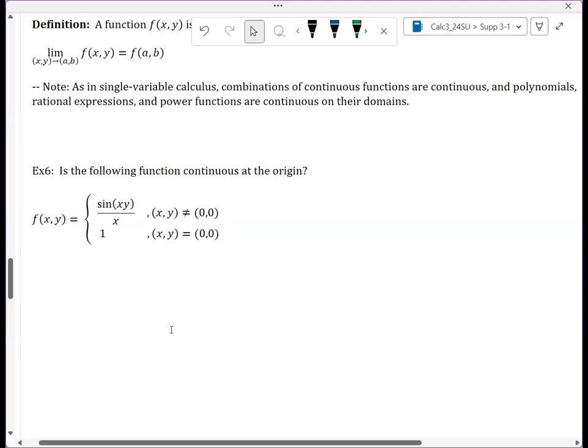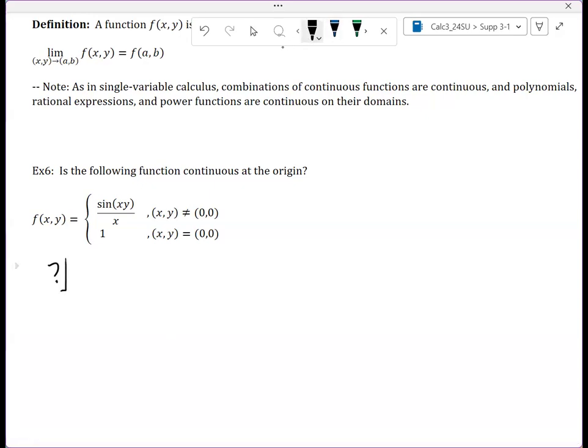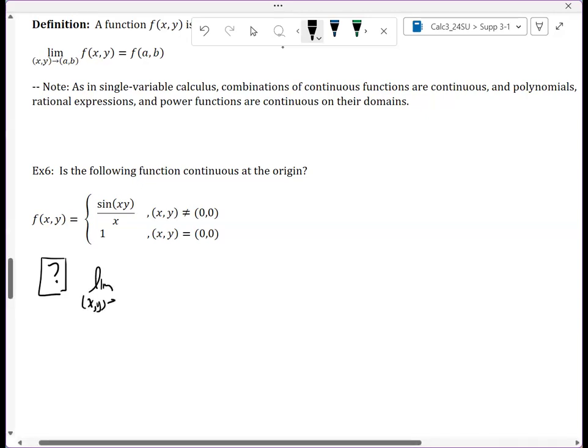What do I need to know? I need to know whether it's true that the limit as (x, y) goes to (0, 0) of sine of xy over x is equal to f of 0, 0, which is 1. Is this limit 1? Well, let's just figure out what this limit is.